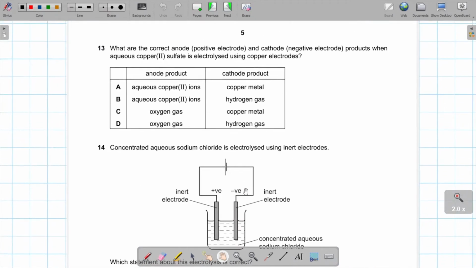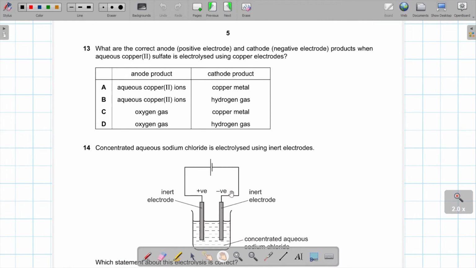So question number 13. What are the correct anode (positive electrode) and cathode (negative electrode) products when aqueous copper sulfate is electrolyzed using copper electrodes? So let's go ahead and look at this question. When electrolyzing using copper electrodes, copper electrodes are active electrodes. So for the anode product, what's going to happen? The anode is going to break down, and the cathode is going to build up. This is a theory that we learned.